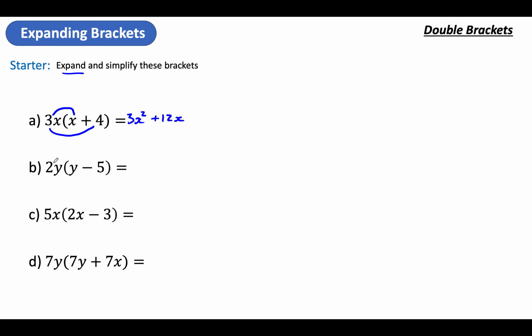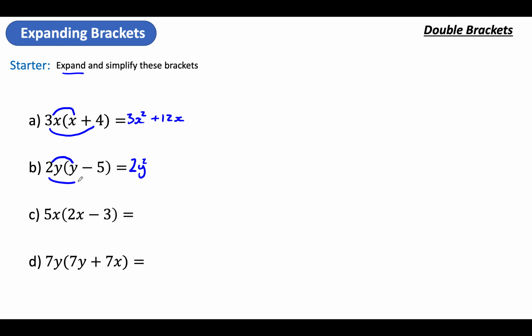Now 2y times by y. Well, 2 times, well, there's nothing to times it by other than 1 maybe, I suppose. So it's just a 2. And then I've got y times y, which we write as y squared. We know that means y times by itself.